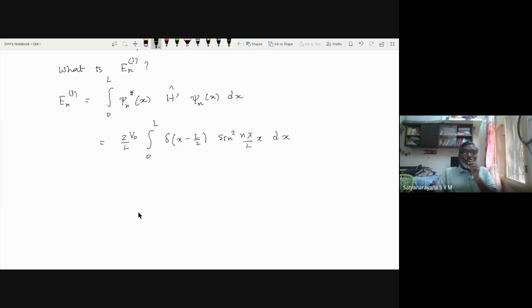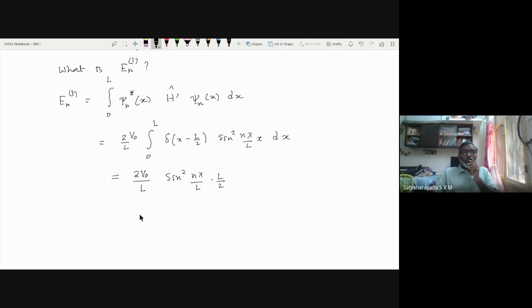Since there is a delta function, the integral is very easy to perform. So 2 V naught by L into, wherever x is there, you have to put sine square n pi by L into L by 2.